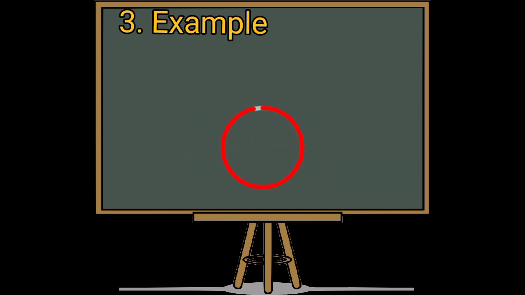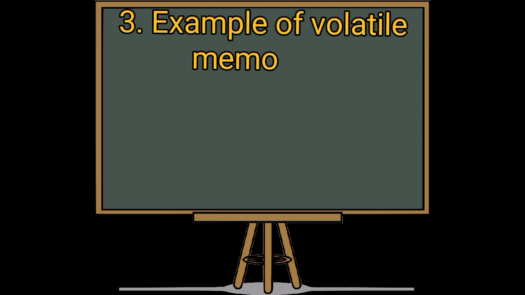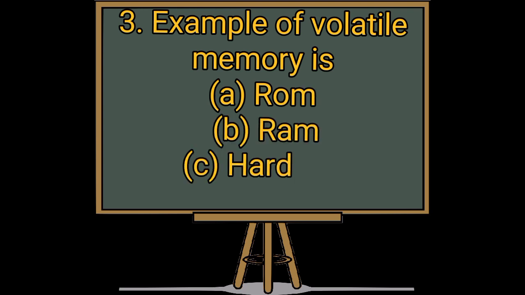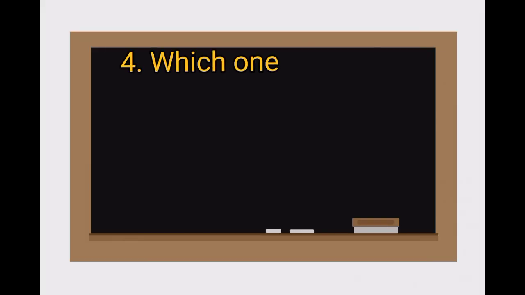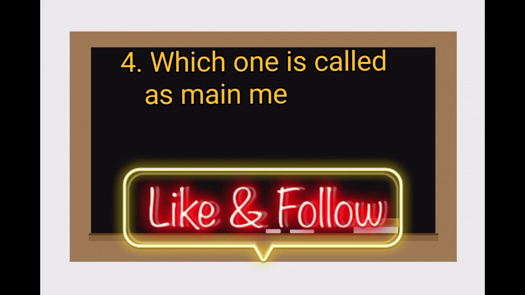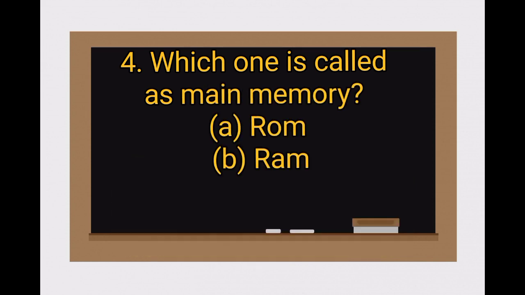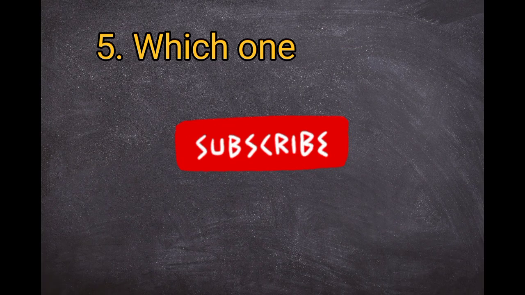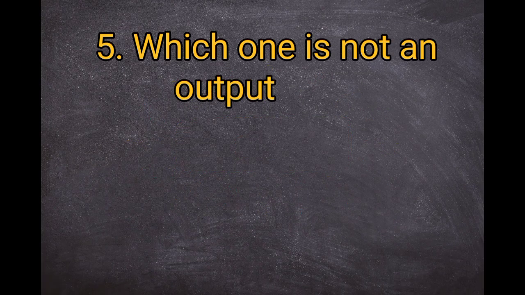3. Example of volatile memory is: A. ROM. B. RAM. C. Hard disk. D. CD. Answer: RAM. 4. Which one is called as main memory? A. ROM. B. RAM. C. Hard disk. D. None of the above. Answer: RAM.